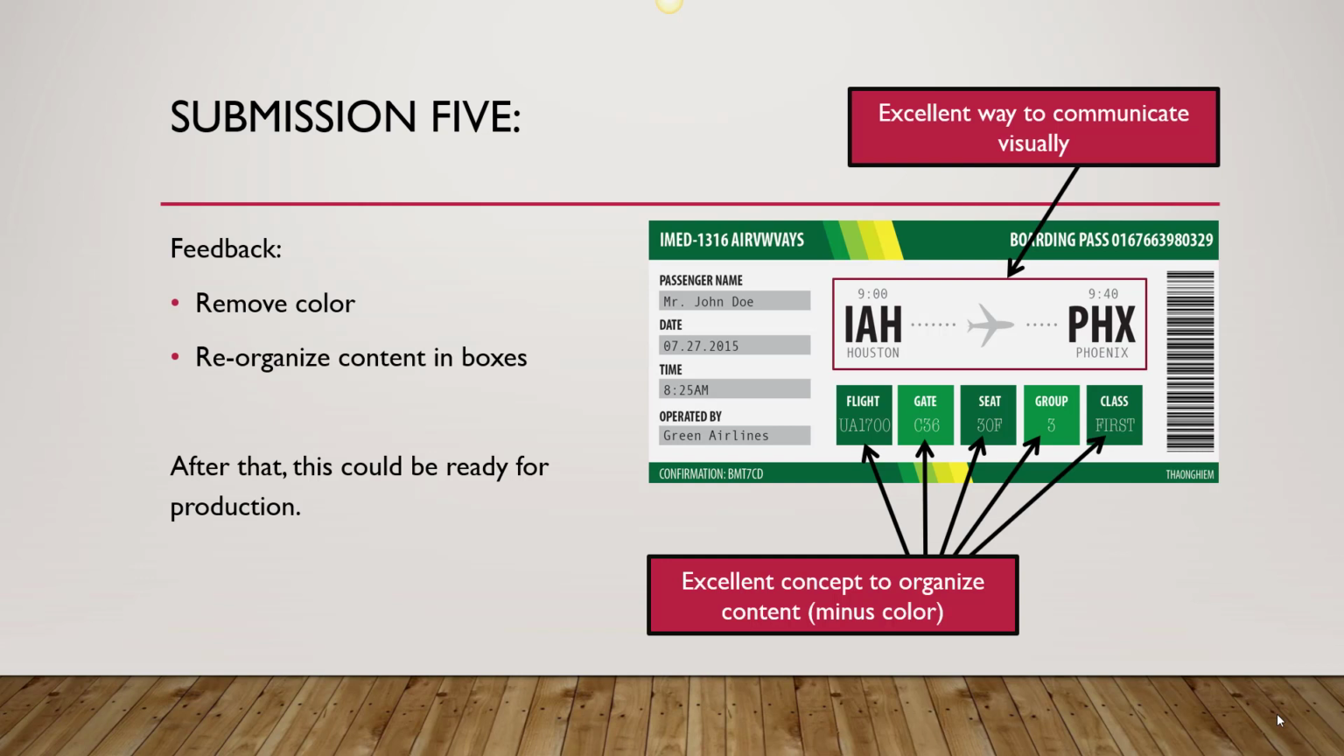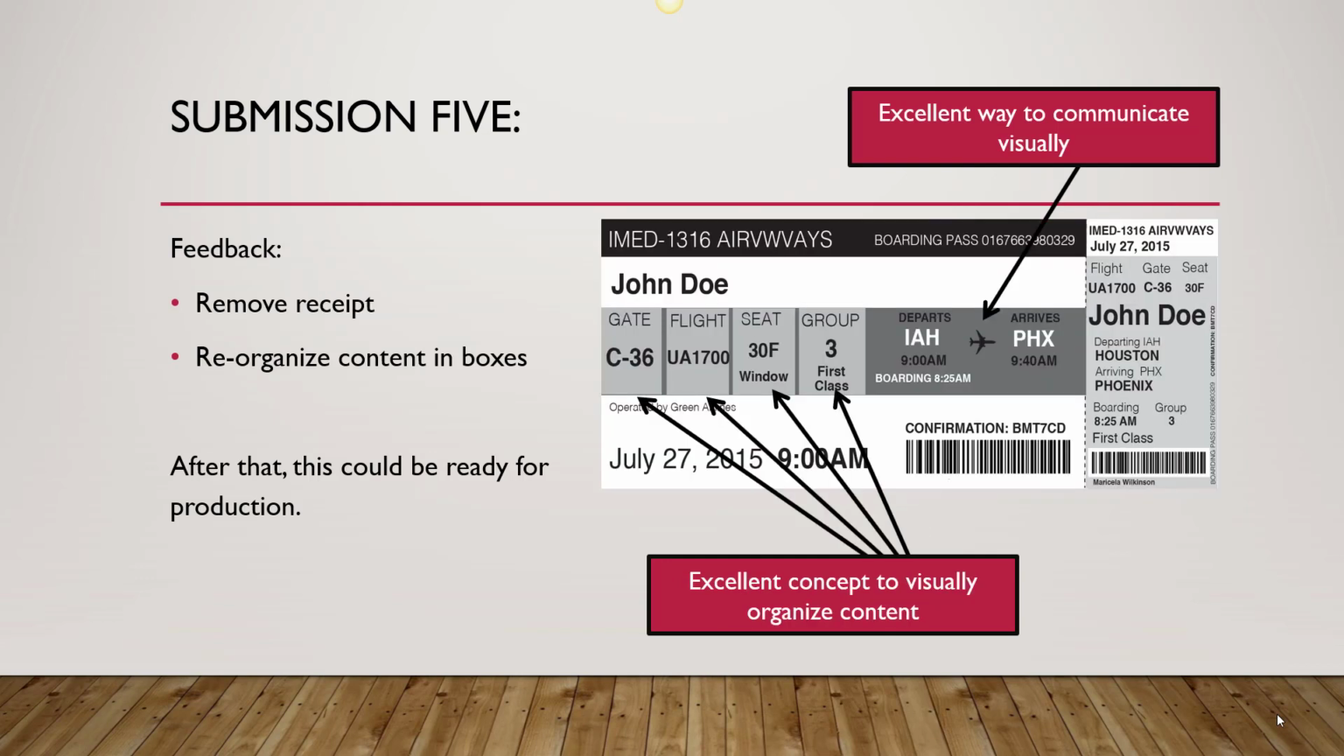And also, I really like the concept of organizing the content in boxes in that position. That is also very, very readable. And so is the section that has the passenger name, date, time, operated by Green Airlines. This is a ticket that has a lot of potential for being revised a little bit and then being put into production again. So very good job on this one. Let's look at submission. I didn't change the name. Submission 5, submission 6. All right.